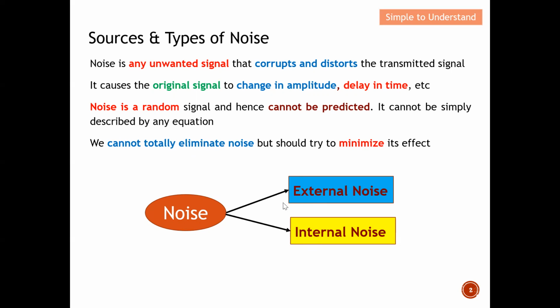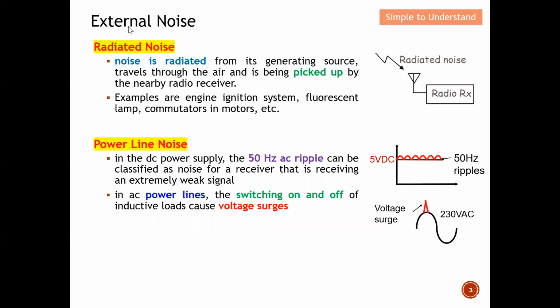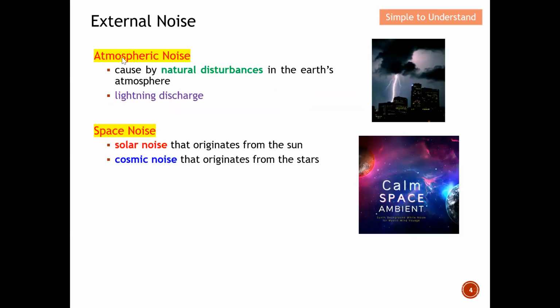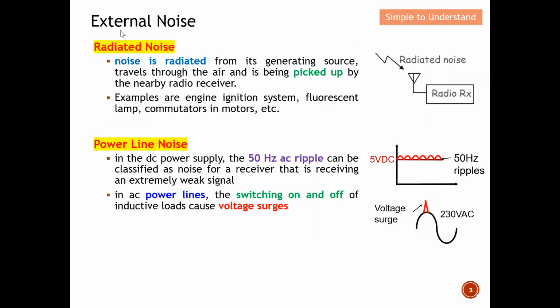Noise can be classified into external noise and internal noise, which I have shared with you on the previous slides. For external noise, we have four types. Number one, radiated noise. Number two, power line noise. Number three, atmosphere noise. And number four, space noise. Let's take a close look at radiated noise. The noise is radiated from its generating source, travels through the air, and is picked up by a nearby radio receiver.